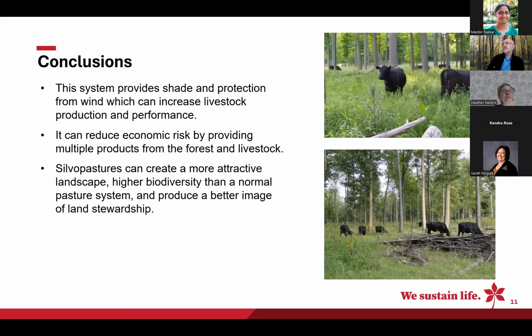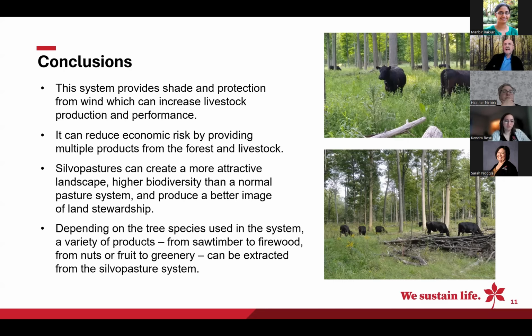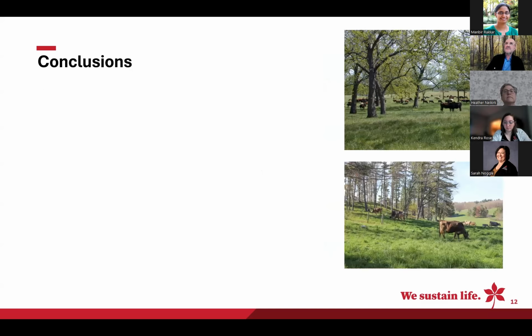It can create a more attractive landscape. You're going to have higher biodiversity in this land than what you might expect under a normal pasturing system. And it does produce a better image of land stewardship. And depending on the tree species used in the system, you can produce a variety of products, from saw timber to firewood, from nuts or fruit to greenery, that can be extracted from a silvopastoral system.